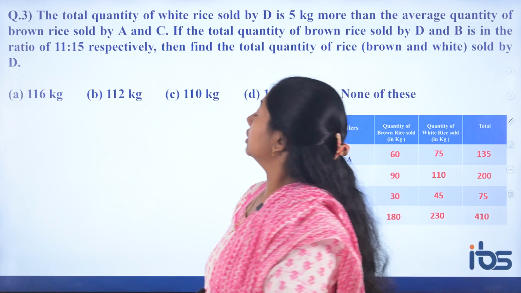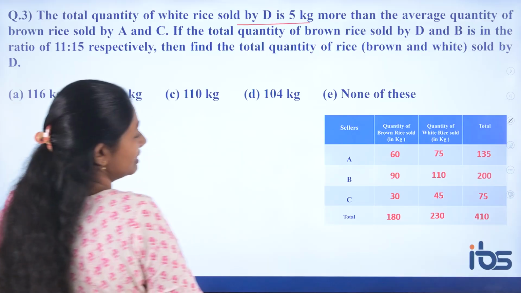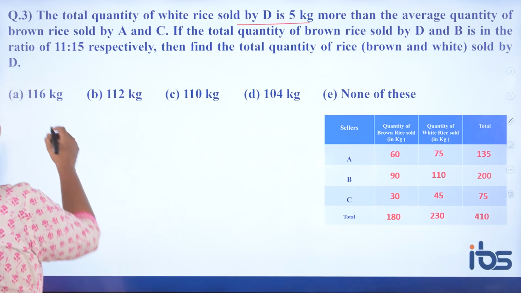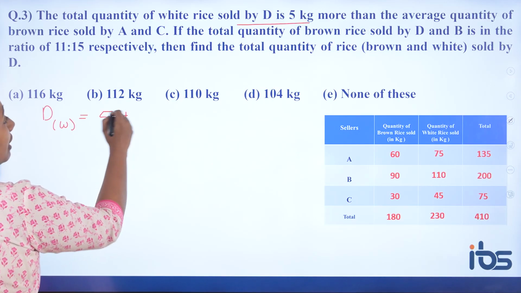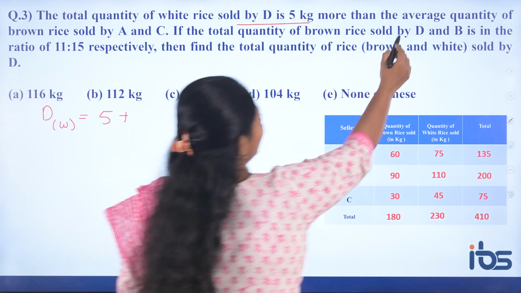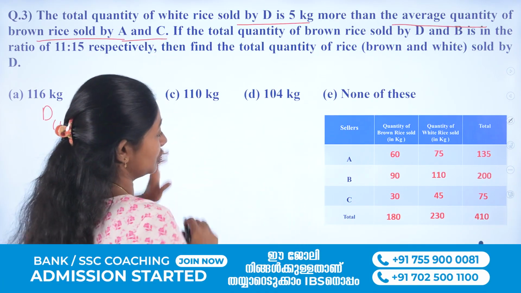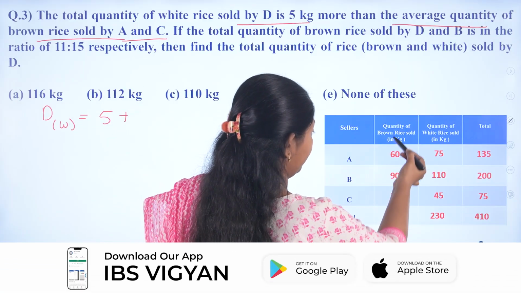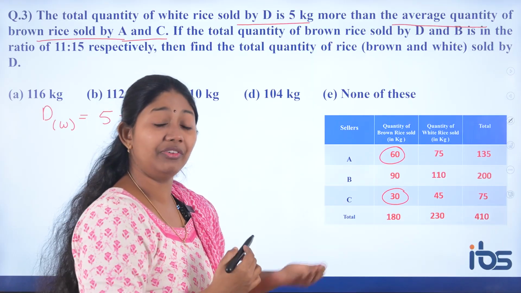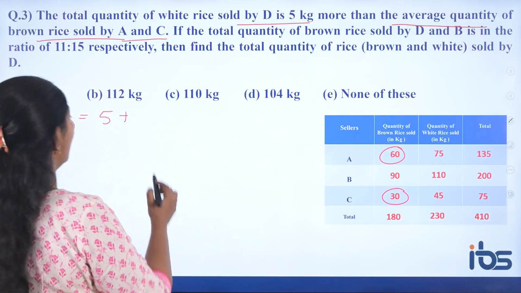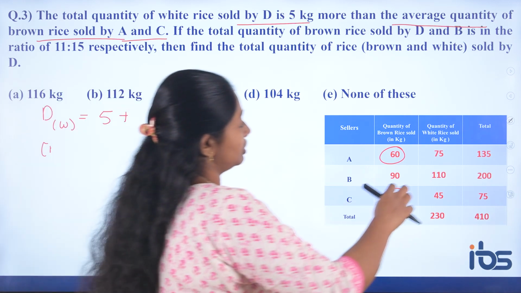The third one: the total quantity of white rice sold by D. Seller D is not here. So the total quantity of white rice sold by D is 5 kg more than the average quantity of brown rice sold by A and C. So brown rice sold by A and C: 60 plus 30, that is 90, but we need the average, 90 by 2.